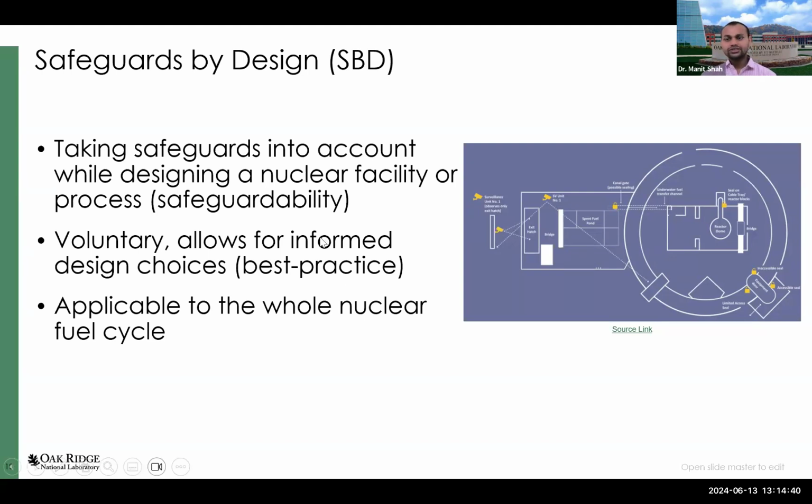And this approach of safeguards by design is applicable to the whole nuclear fuel cycle, starting from mining and milling to the waste facilities, whatever facilities the state may have.